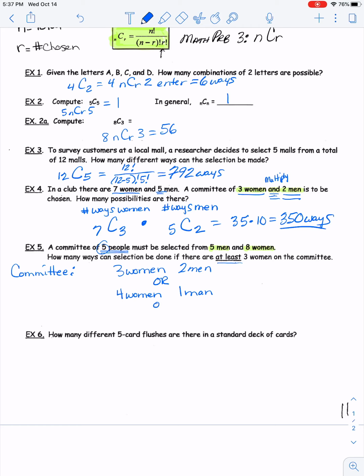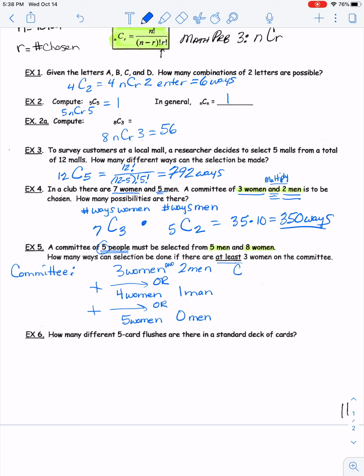Or we could have all 5 women on the committee and 0 men. So a little bit of this that you may feel uncomfortable with is these ors. What does that mean? Whenever you see an or, that means we're going to be doing some addition. And if we're doing 3 women and 2 men, that's going to be an implied multiplication, like in the previous example.